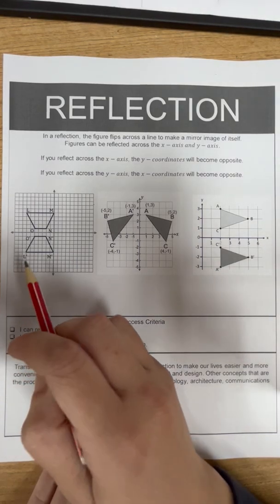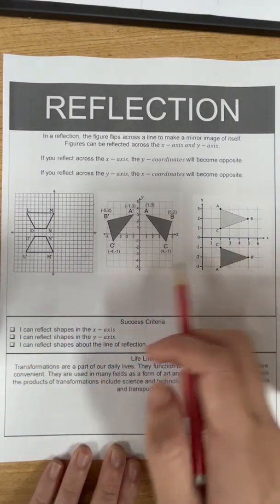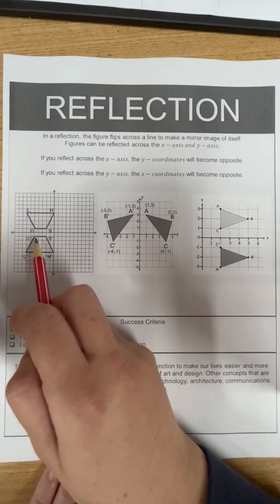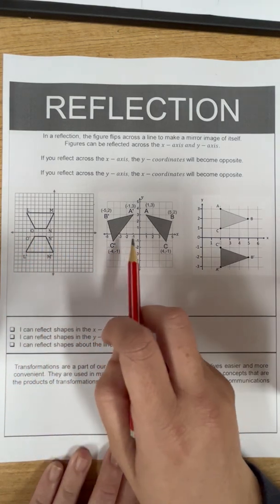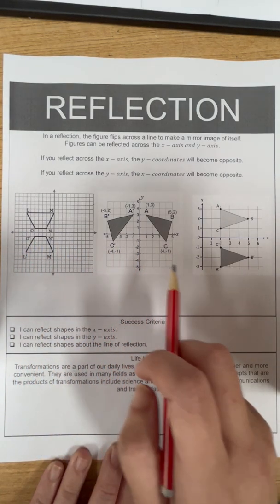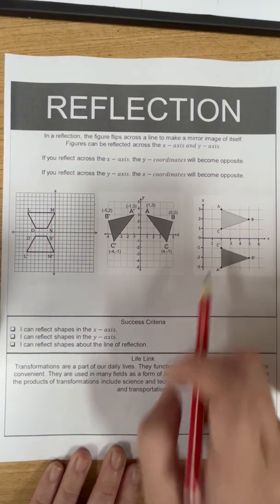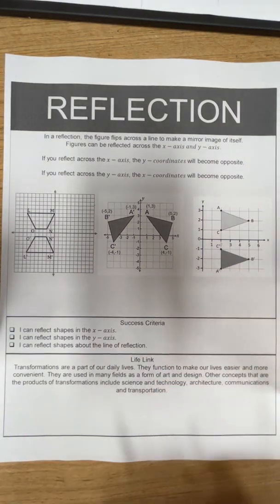So you can see here, we've got 3 examples of reflections. The first one's a reflection about the x-axis, the second is a reflection about the y-axis, and the third is a reflection about the x-axis. So our examples.